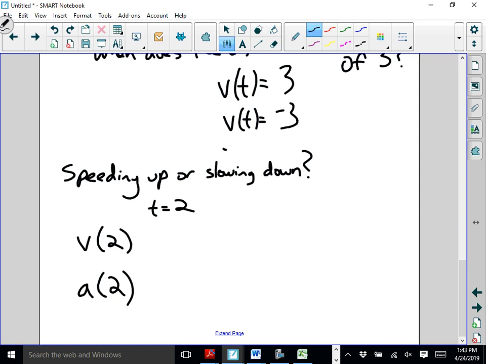The rule then is, if the signs are the same, we're speeding up.